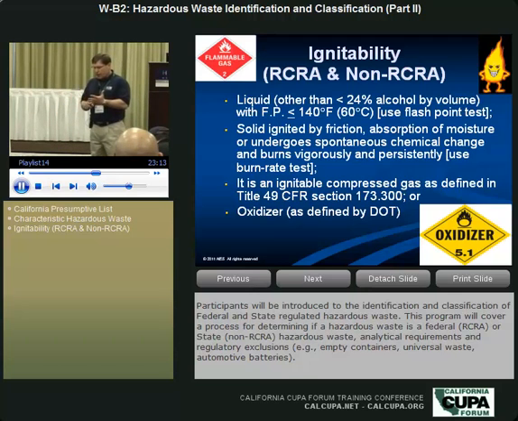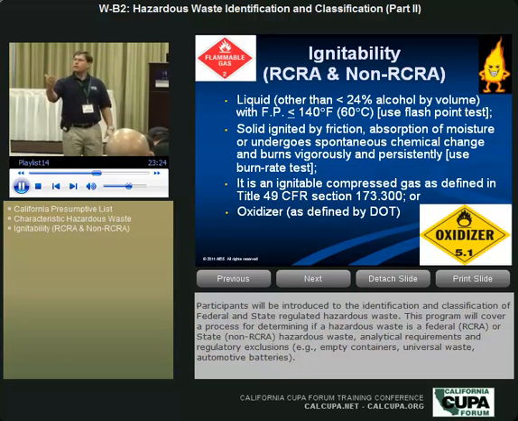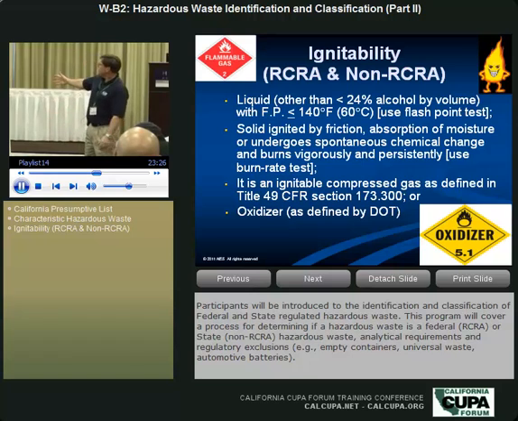So organic peroxides, hazard class 5.2, calcium carbide, which is a flammable solid, dangerous when wet, red phosphorus, which is a flammable solid, 4.1, where calcium carbide is 4.3. My point here is it doesn't have to be a liquid. It could be a solid.